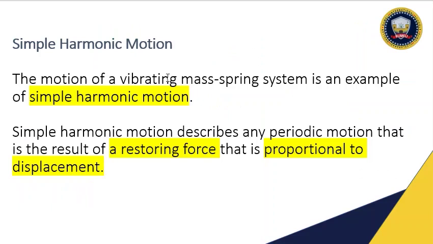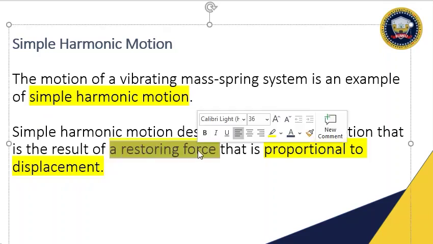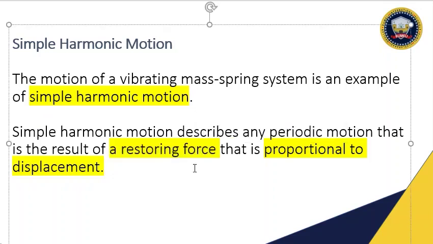So, the motion of vibrating a mass spring system is an example of simple harmonic motion as we discussed before. Simple harmonic motion describes when we have a restoring force, and all the time the restoring force must be on the opposite side. Because of that, as we saw previously from Hooke's law, we must have a negative sign, because all the time it must be in the opposite direction.